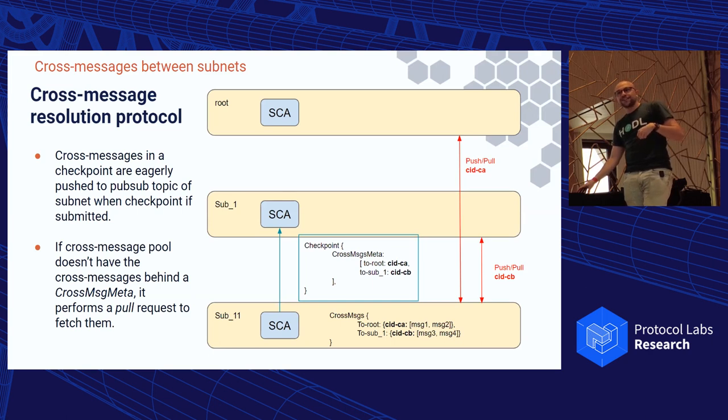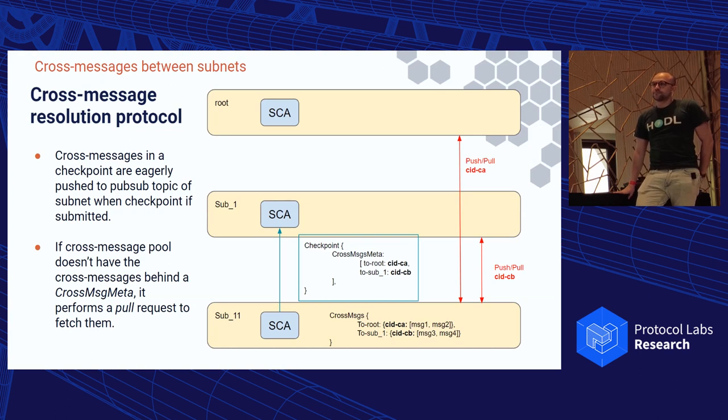So do you guys get this part? Because you propagate the checkpoint, you propagate the hash of the information. Where is the information? It's in the original subnet. Now, there are two approaches. When the destination subnet gets from the parent the information that something is going on, it can pull the information, or you can push from the source. And we're doing both. Are we talking about the payload of the transaction? Payload of the transaction, exactly.